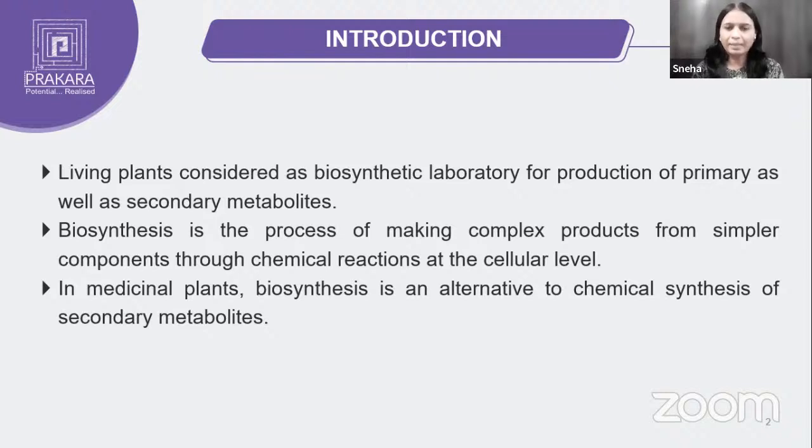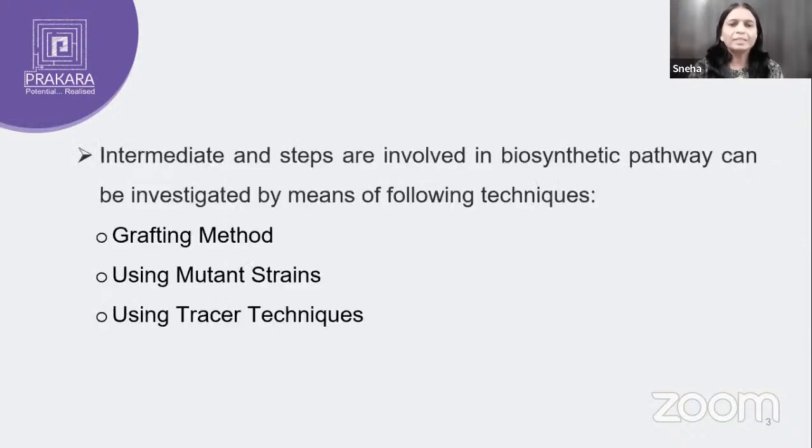It is nothing but a process of making a complex product from simpler components through chemical reactions at the cellular level. Means what? Primary metabolites are natural compounds which we get from the soil and will be utilized by the plant. They will use the sunlight, the carbon dioxide, the water, and prepare their own food material. In the plant itself, they will synthesize all these secondary metabolites, which is called biosynthesis, means synthesis of the secondary metabolites in the medicinal plant. So this is the general introduction.